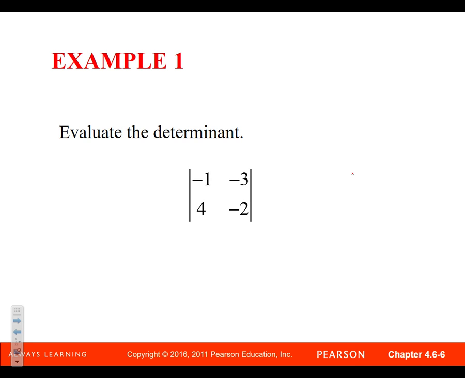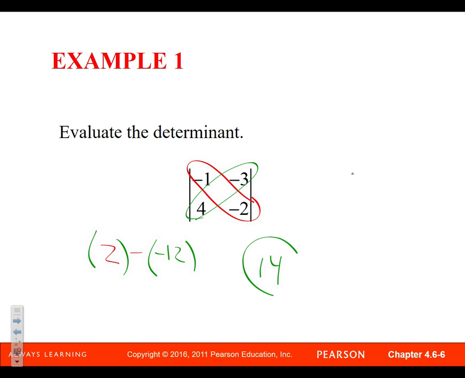What is -1 times -2? It's 2, right? Good. So there's the diagonals that go from top to bottom. I'm going to subtract from that the diagonal that goes bottom to top, which is 4 times -3. How much is that? -12. So what is 2 minus the -12? You're done. That is the determinant. That's all you do? That's it. I feel like it gets complicated.